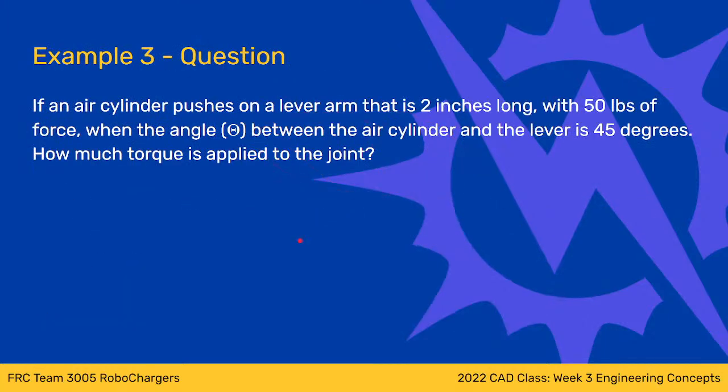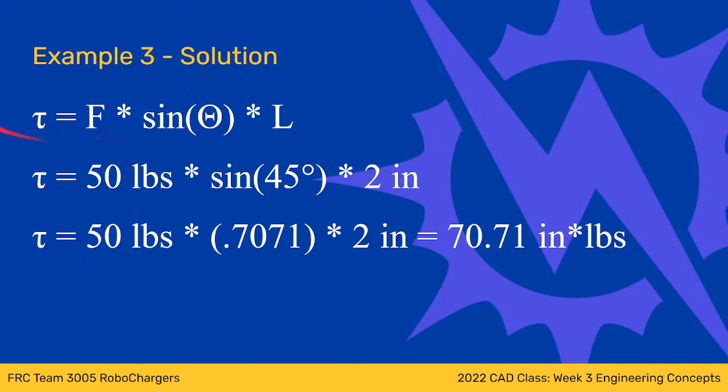So let's just plug those numbers into our equation. It's pretty easy, right? This is our original equation here. We know the three variables: 50 pounds for the force, 45 degrees for the angle, and 2 inches for the length of the lever arm. The sine of 45 degrees is 0.7071, and so on and so forth. And then obviously we just multiply these all together, and we get 70.71 inch pounds.